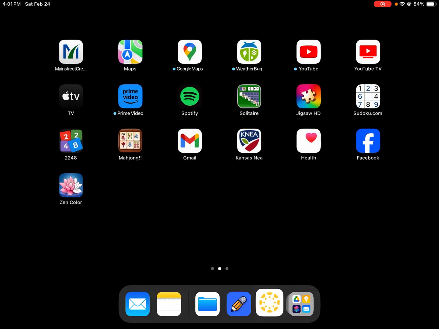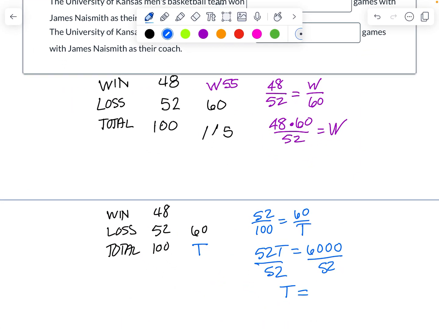115. So this is 115. And 115 minus 60 is 55. So no matter how you slice it, that is the answer there.